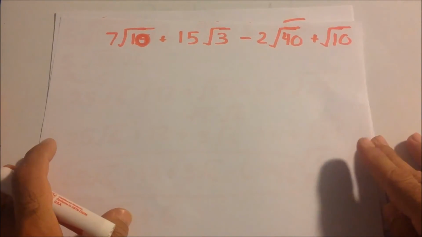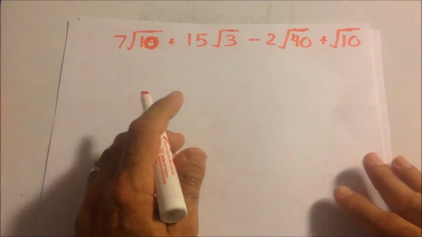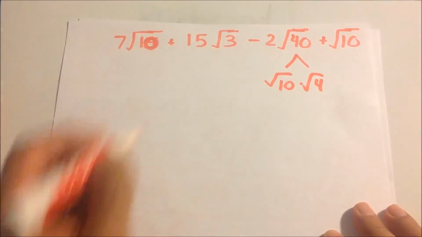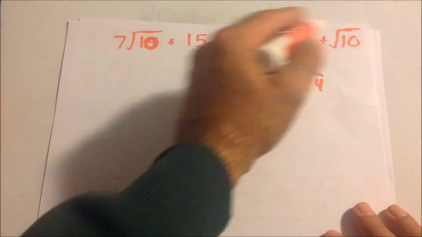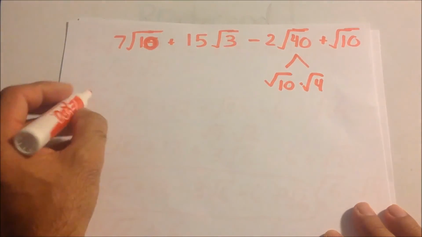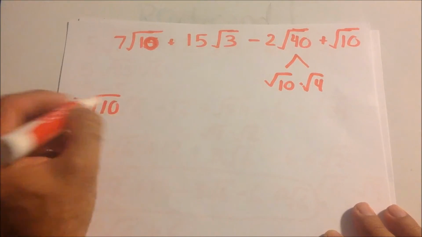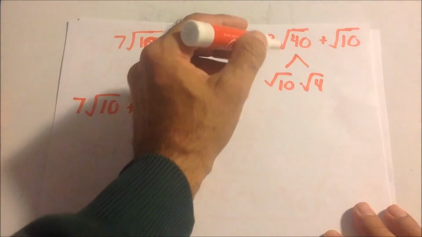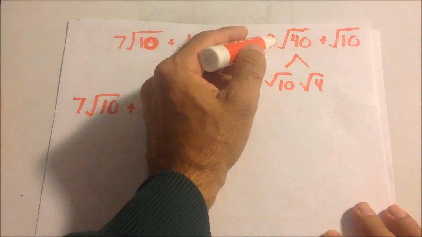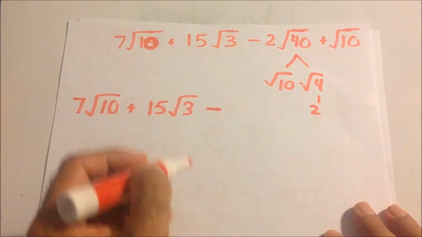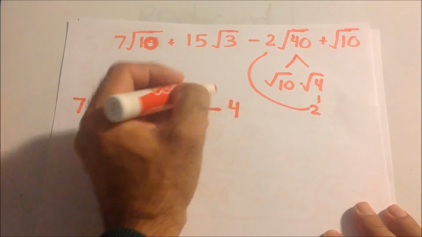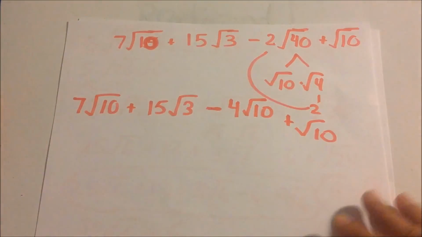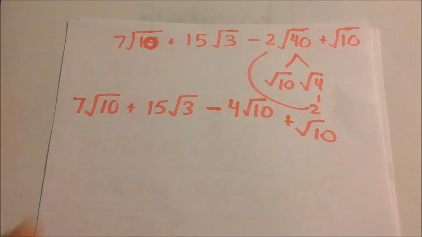So let's do the square root first and see what we got here. So with the 40, we can break that down to the square root of 10 times the square root of 4. Now we have 10, 10, and 10. And the square root of 4 is 2. So we have 7 square root of 10 plus 15 square root of 3. Okay? And here we had a minus 2, so we'll just put the minus for a minute. We had a 2, and we have another 2 because the square root of 4 is 2. What's 2 times 2? 4. Square root of 10. Plus the square root of 10. Following? Okay.